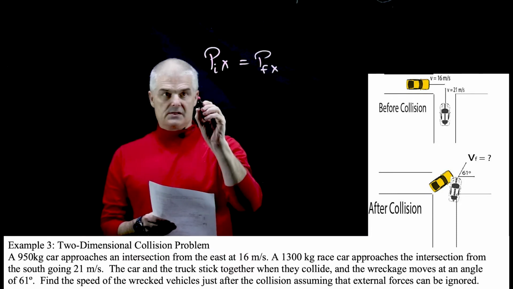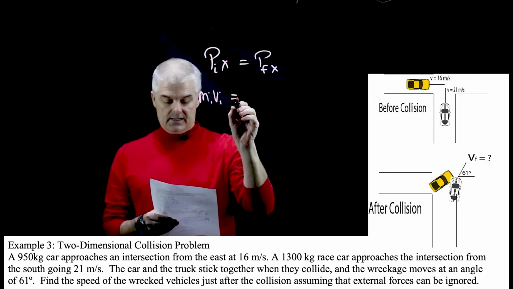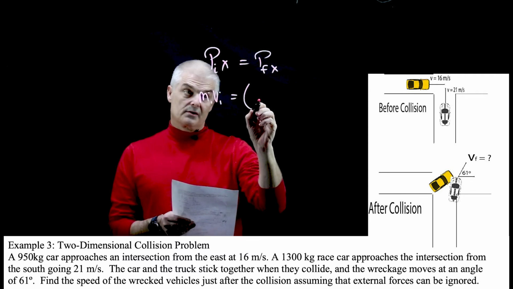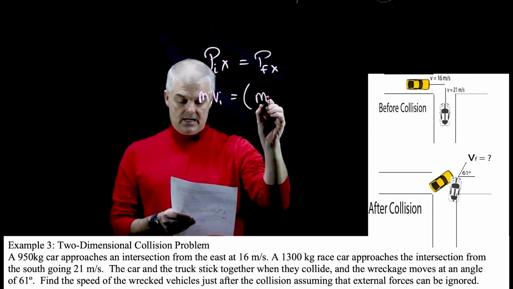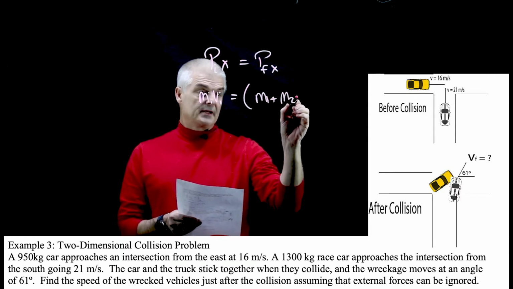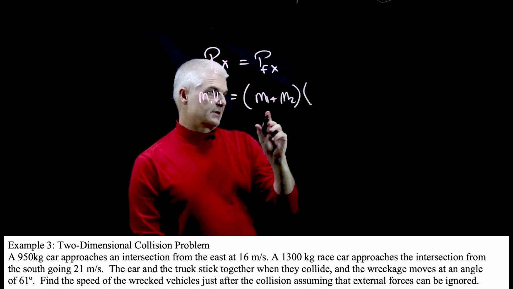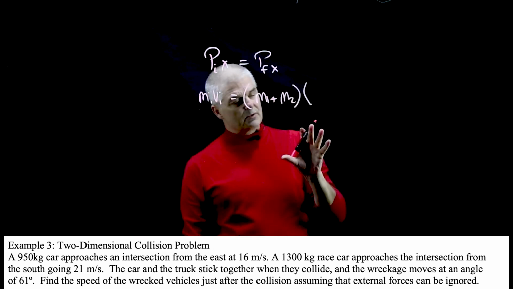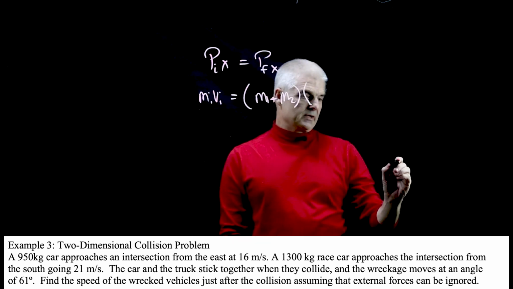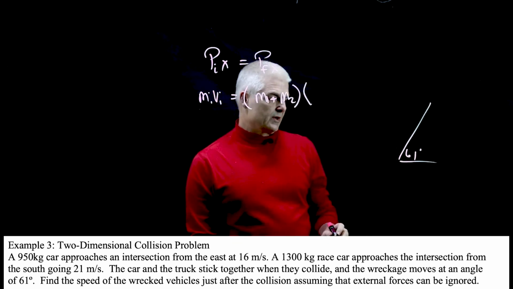So we can say that mi vi is equal to the final, because now in the final momentum we're going to have two cars. M1 plus M2, that's the two cars, times the final. Now let's think of this. You're looking at the question now. Notice that when they strike each other, they careen off at a 61-degree angle. Let's draw our angle here. So this is 61 degrees when they're stuck together.